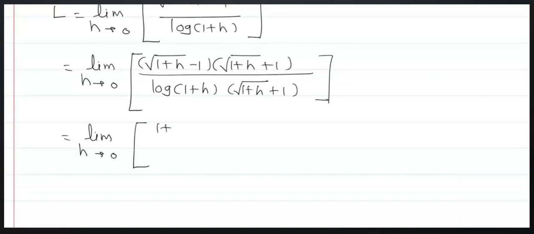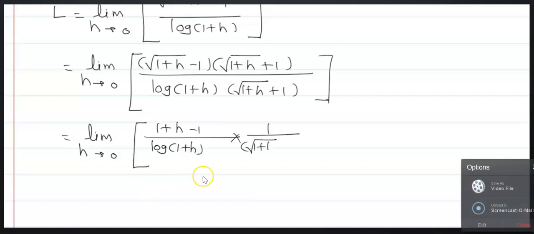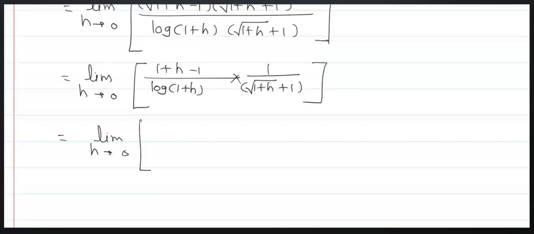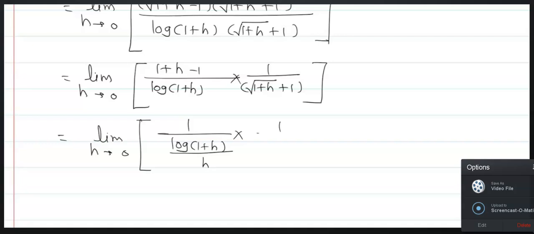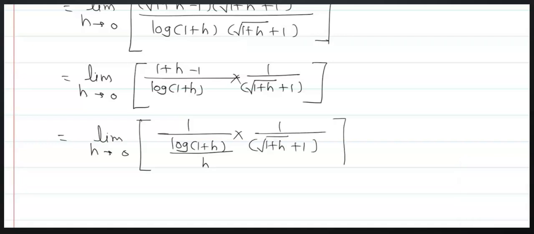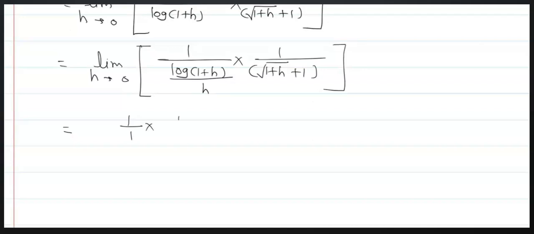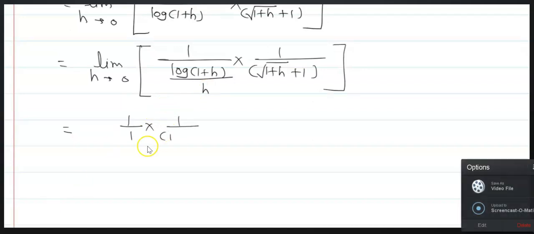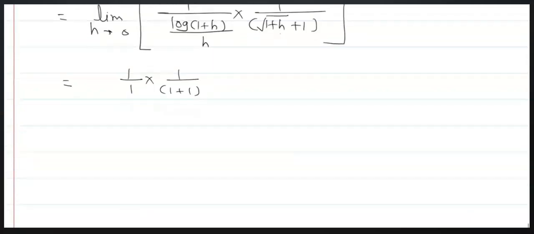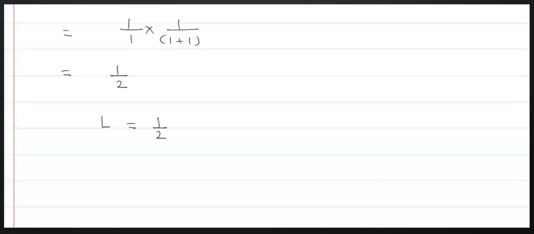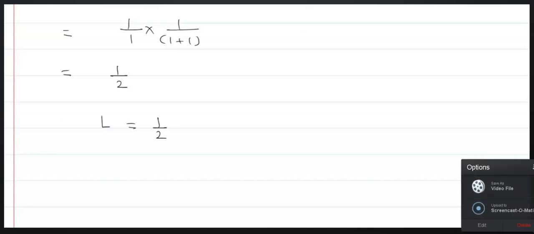Therefore, limit h tends to 0, (1 plus h minus 1) upon log of 1 plus h into 1 upon (root of 1 plus h plus 1). Bracket complete. Therefore, limit h tends to 0, h upon log of 1 plus h, that is 1 upon (log of 1 plus h upon h) into 1 upon (root of 1 plus h plus 1). The value of the limit is 1 upon 1 into 1 upon 1 plus 1. Overall you will get 1 upon 2. Therefore, L is equal to 1 upon 2.